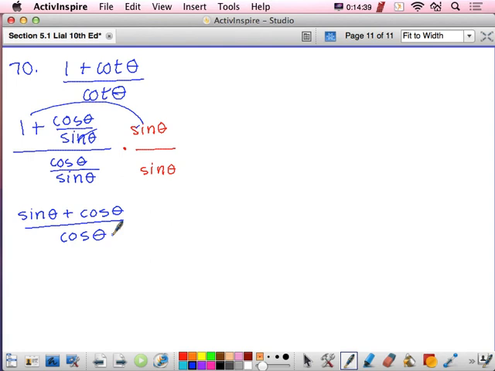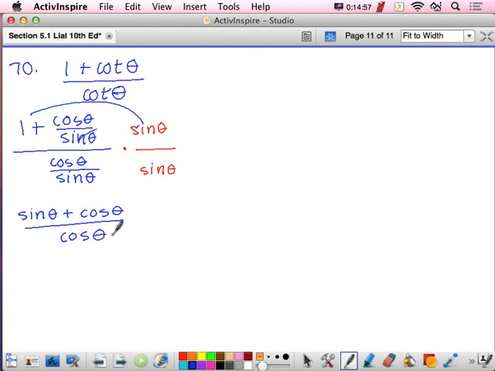People really want to cancel out those cosines. They want to say, oh, that's just sine theta plus 1. That is not what that equals, okay? So at this point, you're kind of stuck. Do y'all understand that? You're like, I have no idea what to do. I have to get rid of that cosine, but it's stuck underneath those 2 other things.